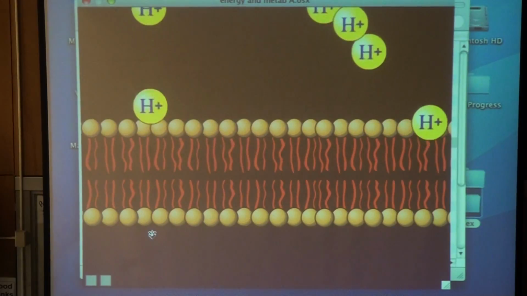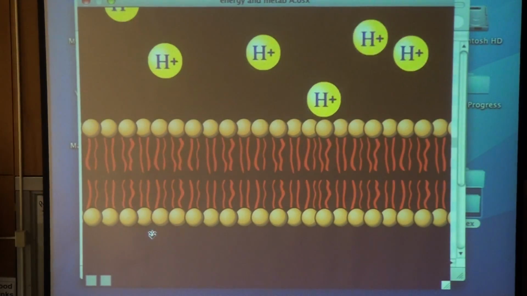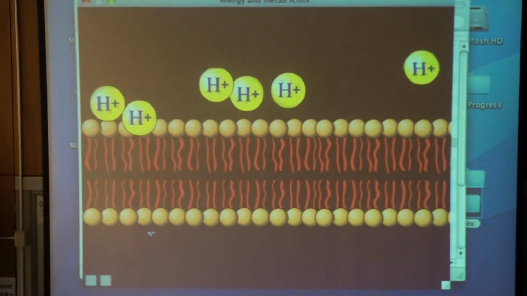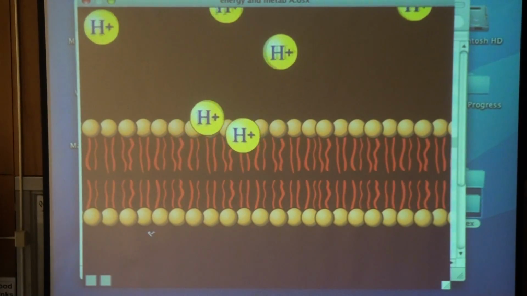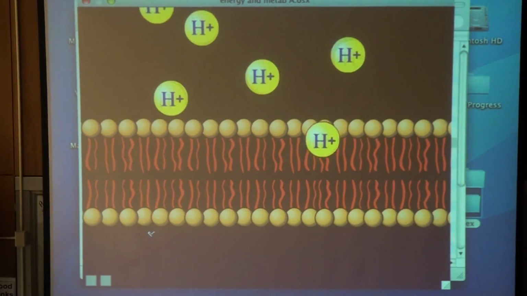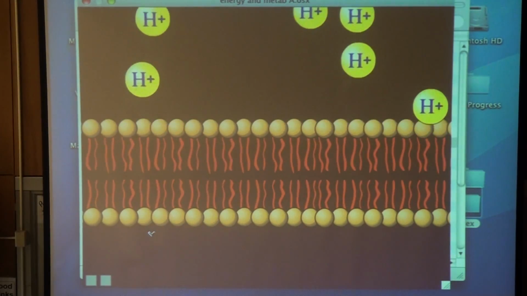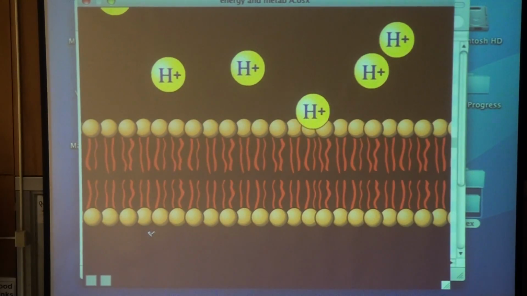So let's see. The cell membranes block the solutes, and therefore anytime you have a concentration gradient across a membrane like this, that is potential energy. That's water behind the dam for the cell.